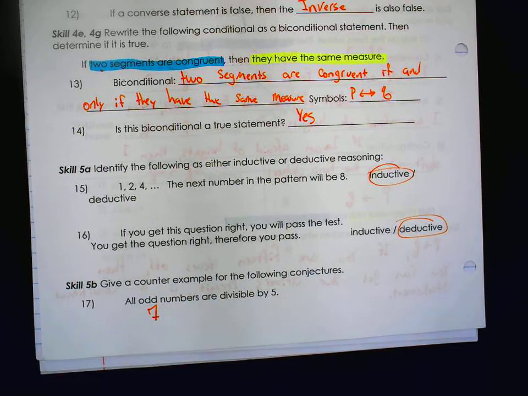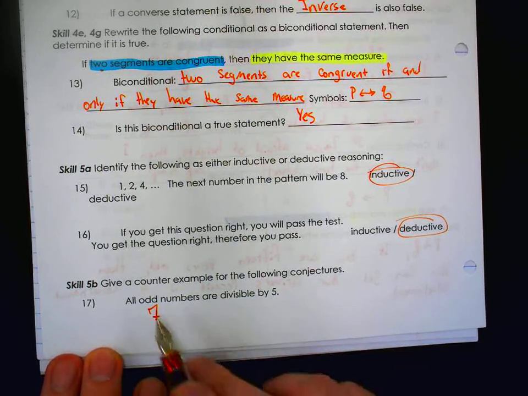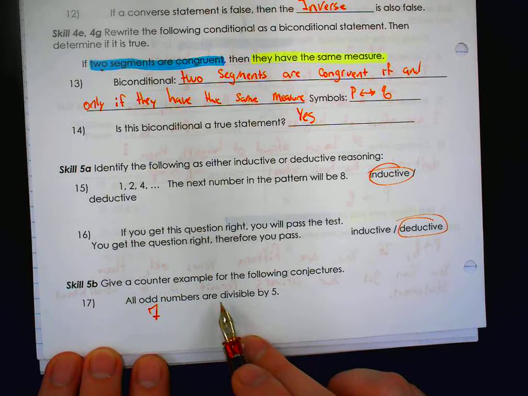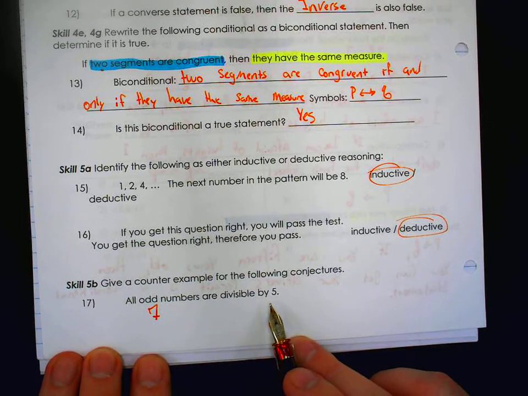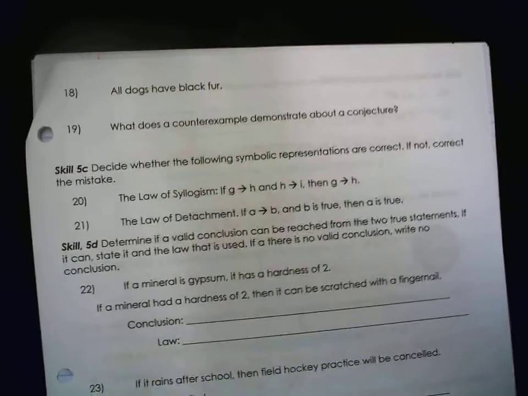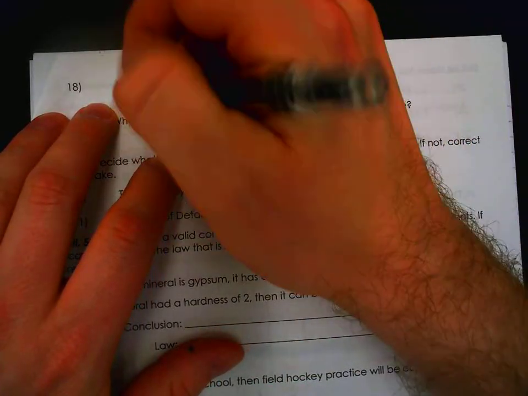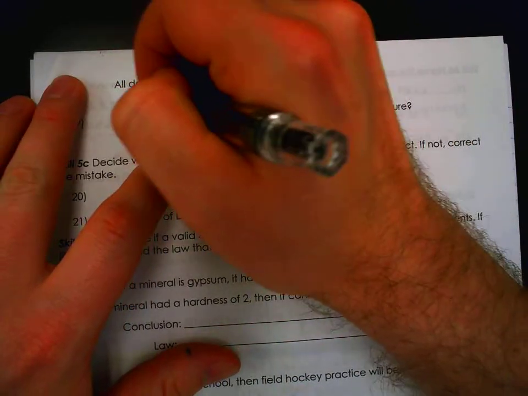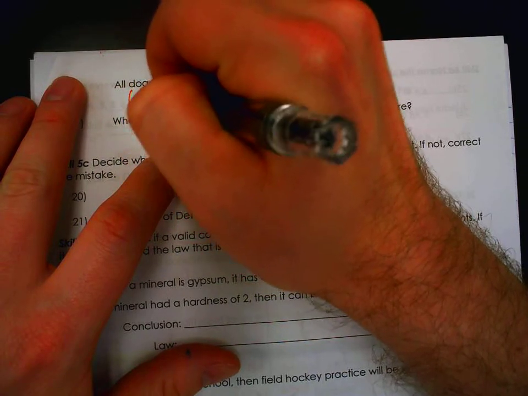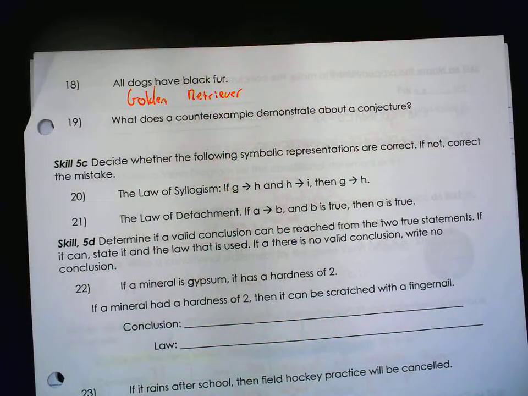In order to give a counterexample, you have to give a specific case where this is not true. It's not enough to just say something like, some odd numbers are not divisible by 5. You have to give a specific example. 18. All dogs have black fur. Golden retrievers have golden fur.